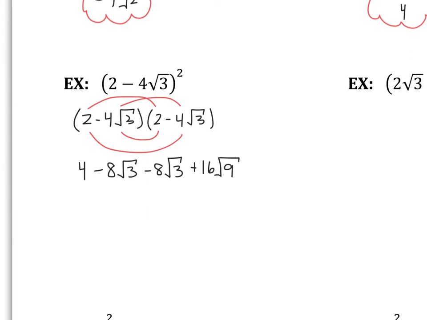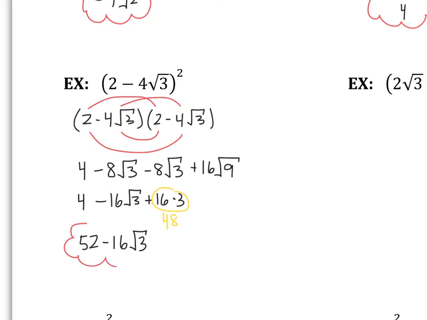All right, so what we have so far, we can combine those root 3's. So we have 4 minus, that's going to be 16 root 3 plus 16 times 3. And you should be able to recognize that 16 times 3 is going to be 48. So now when we combine everything, 4 plus 48, we're going to get 52 minus 16 root 3 as our final answer. So with that said, I want you to try this next example, okay?